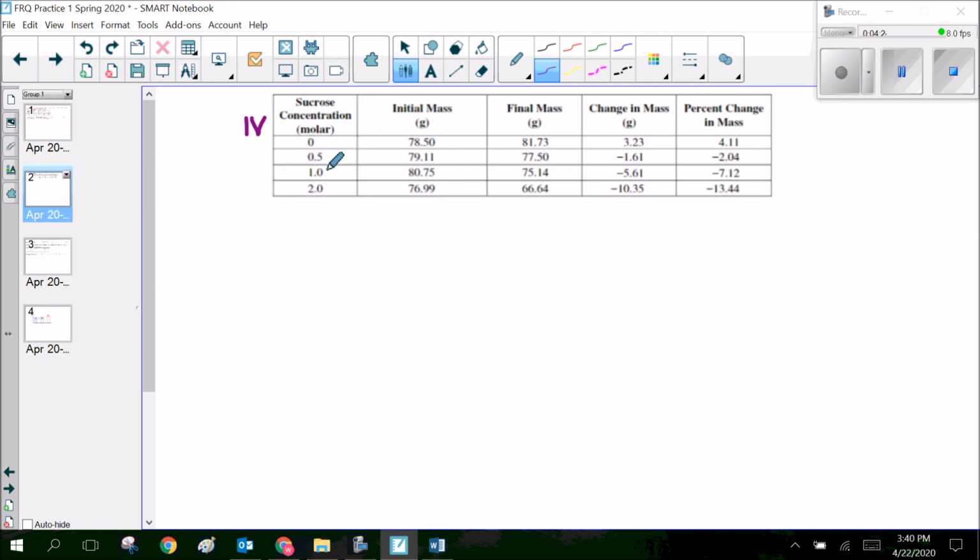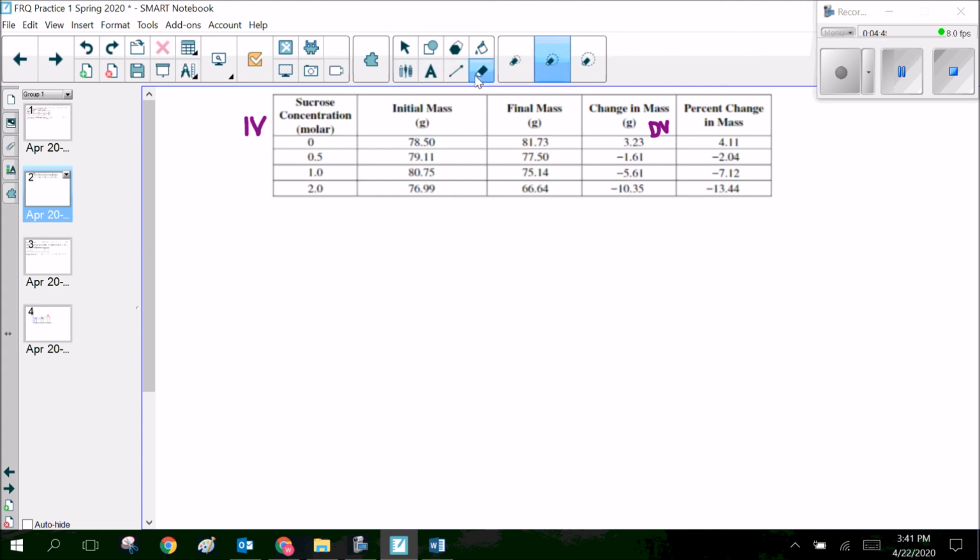it. Since I know that they changed the sucrose concentration to see how that would affect the egg, this is my independent variable, and I know that the change in the egg's mass, what happens to the egg, is my dependent variable. Now I could also use the percent change in mass, and because I know what the scoring guidelines for this problem are, that is also acceptable. But I'm going to go with the change in mass in grams just because, what the heck.